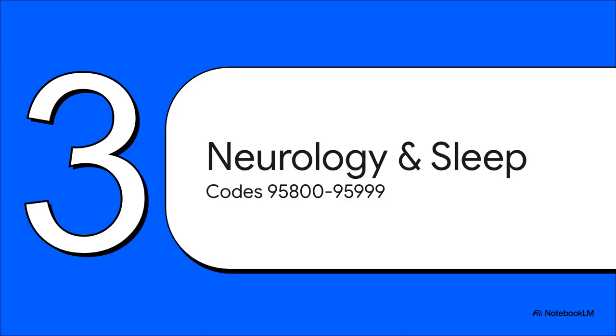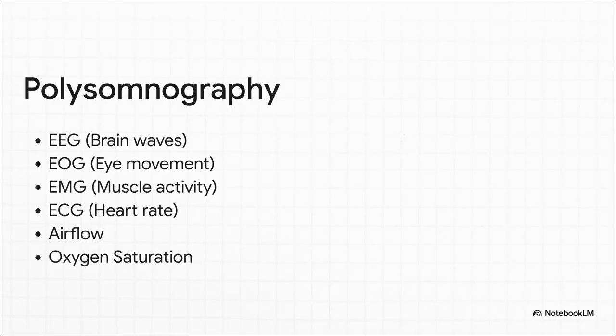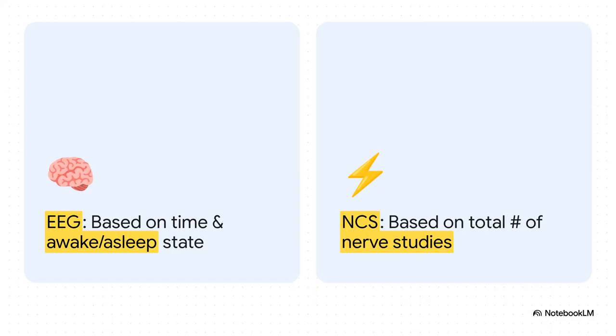Okay, Section 3, Neurology and Neuromuscular Procedures, covering codes 95800 through 95999. These codes are completely driven by exact monitoring parameters and patient states. For polysomnography or sleep studies, your documentation has to hit exact parameters to assign the complete code. We're talking EEG for brainwaves, EOG for eye movement, EMG for muscle activity, ECG for heart rate, plus airflow and oxygen saturation. Miss even one of these, and you cannot build a complete polysomnography code in that 95808 to 95811 range.